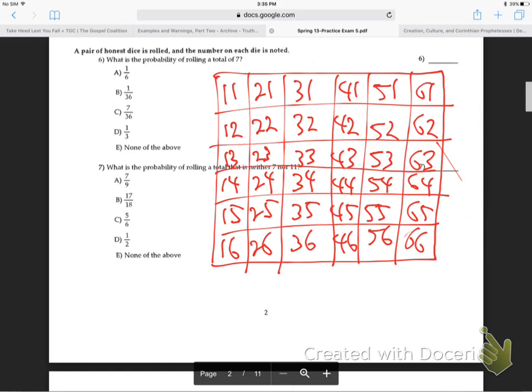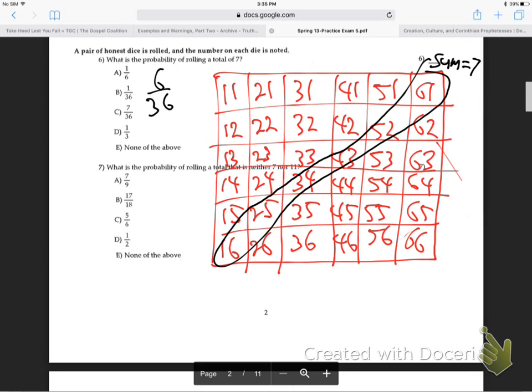All right. So how many of these then? What do they want? A total of 7. Remember, that's the most likely result. That's right down the main diagonal here. Those all sum to 7, aren't they? So there's 6 out of 36 boxes that have a total of 7. Reduce that fraction, divide top and bottom by 6. It's 1/6. I think we did this one before, didn't we, on a quiz or something? 1/6. And then question 7, rolling neither 7 nor 11.